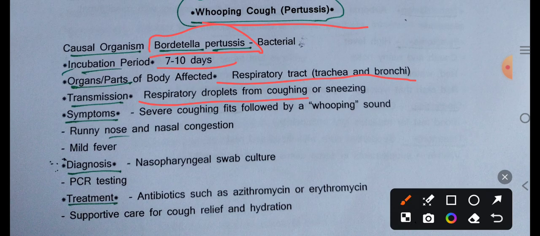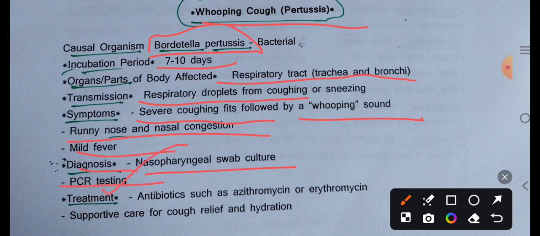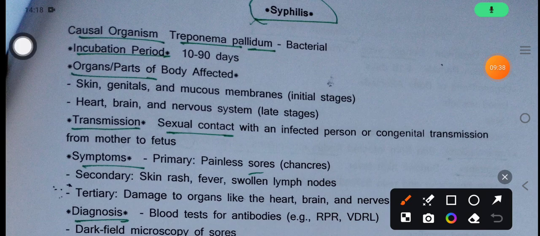Symptoms involve severe coughing, which is followed by a sound called a whooping sound. Runny nose, nasal congestion, mild fever are all supportive symptoms. Next, diagnosis: so nasopharyngeal swab culture is used to diagnose. PCR testing can also be done. Treatment involves the use of antibiotics such as azithromycin or erythromycin, and it also needs supportive care for cough relief and hydration.